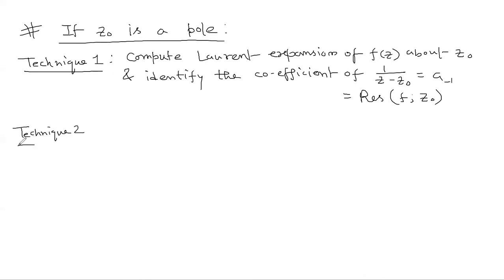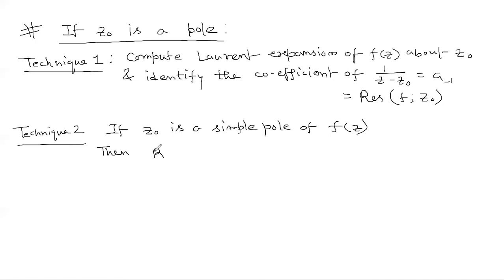Now the second possible technique is, we use technique 2 whenever z0 is a pole of order 1. That means if z0 is a simple pole, then what is residue? Then we can calculate residue as limit z tends to z0 of (z minus z0) into f(z). Now let us try to prove this statement.